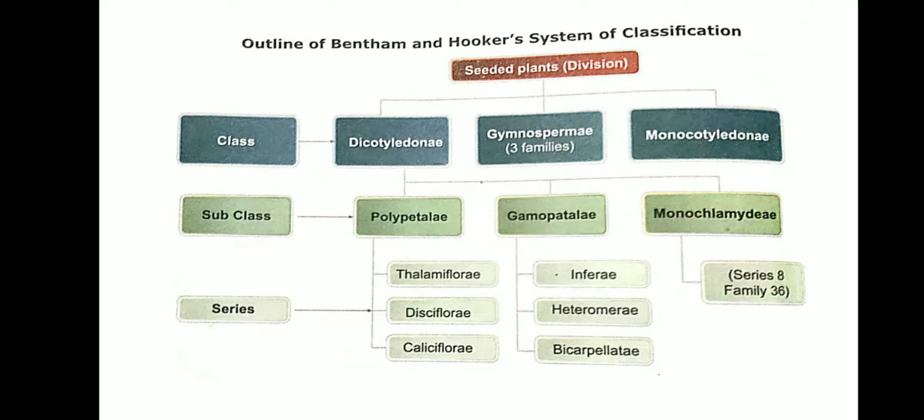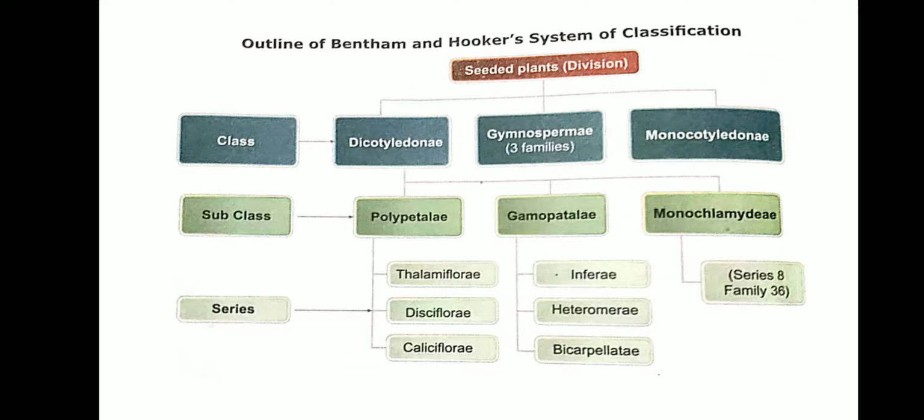So here petals are absent. Now coming under the polypetalae, three categories, three series are there: Thalamiflorae, Disciflorae and Calyciflorae. Three series are coming under polypetalae. What are they? Thalamiflorae, Disciflorae and Calyciflorae.